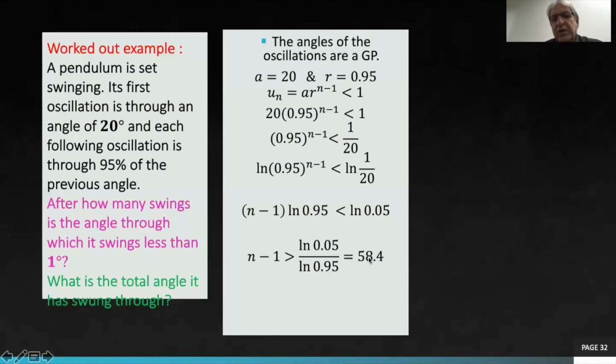You put it in the calculator and you are going to get 58.4. Therefore, you take the 1 to that side. Therefore, n should be more than 59 point something, which will be n is equal to 60. Therefore, the least value of n is 60. That means after 60 oscillations, this is the first time that the pendulum oscillates less than 1 degree. Now, let us see what is the last part of the question.